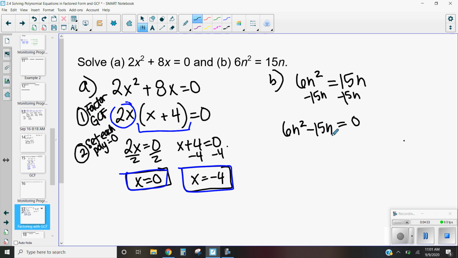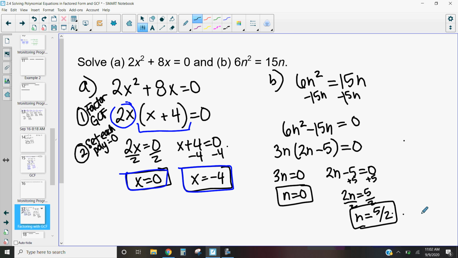So now that we're at this stage here, I want you to pause the video, factor the greatest common factor out of 6n squared minus 15n, and then solve that polynomial. After you finish doing that, unpause the video and move on.